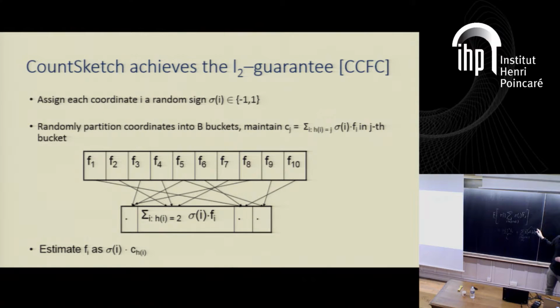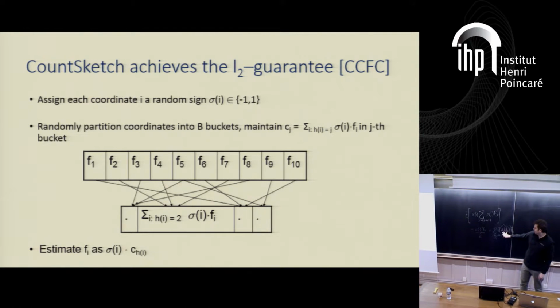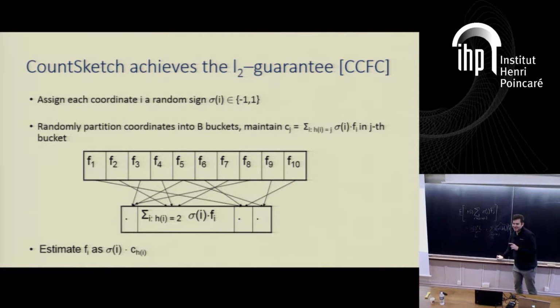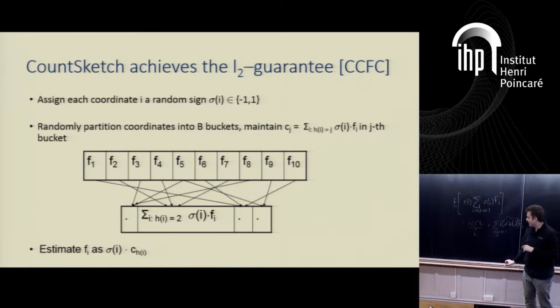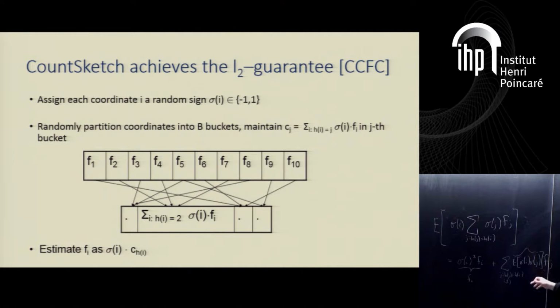Still some confusion? This is 0 because, with probability 1/2, this is 1, and with probability 1/2, it's -1. So this is 0.